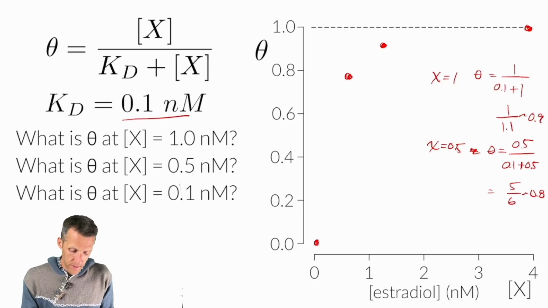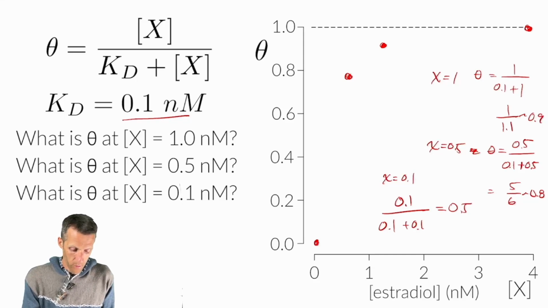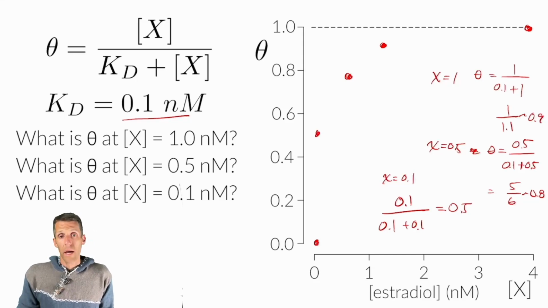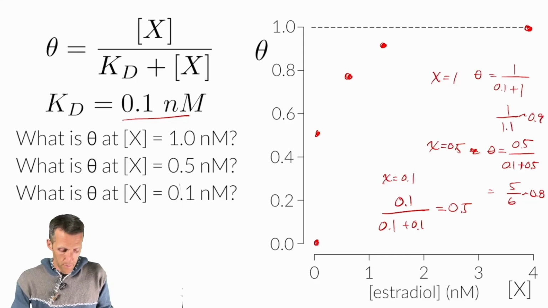And then finally, let's do this one. This one I'm going to write a little bit bigger. At 0.1, X equals 0.1. That's going to be 0.1 over 0.1 plus 0.1, which equals 0.5. So that's 0.1, 0.5. Okay, cool. So we plugged in some numbers, we got a curve. I'm going to fill it in.